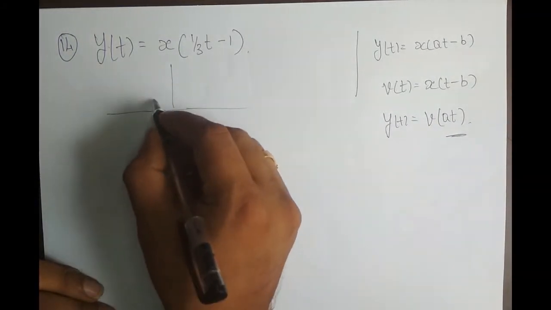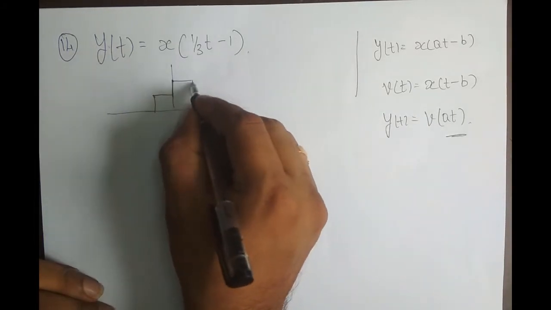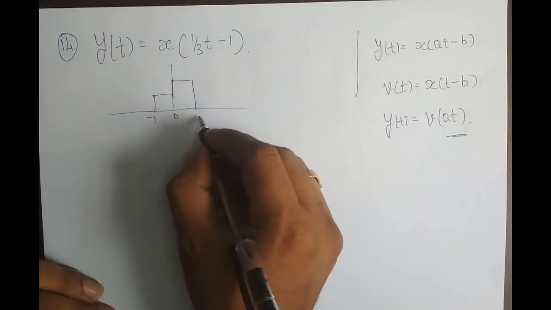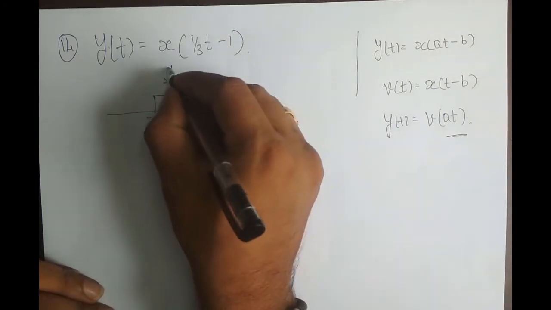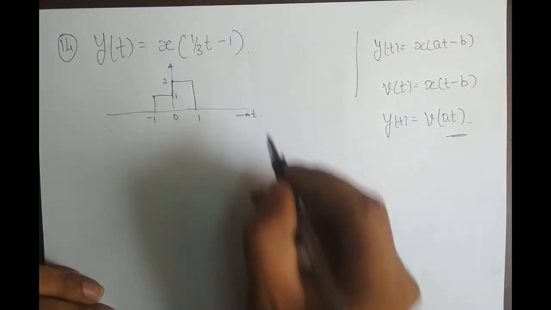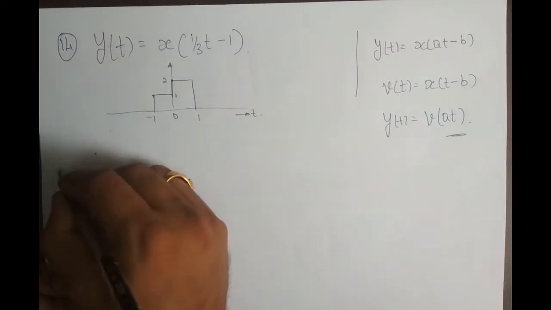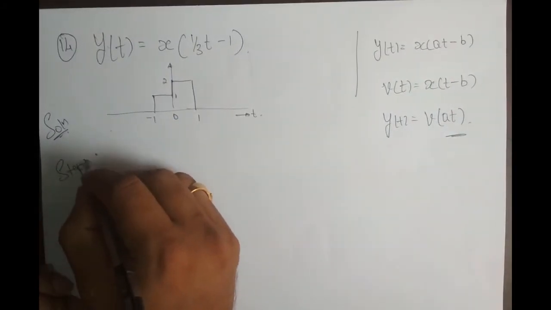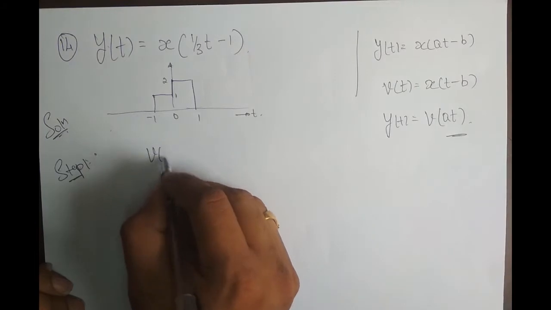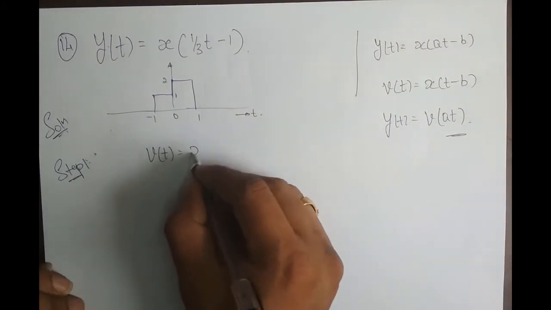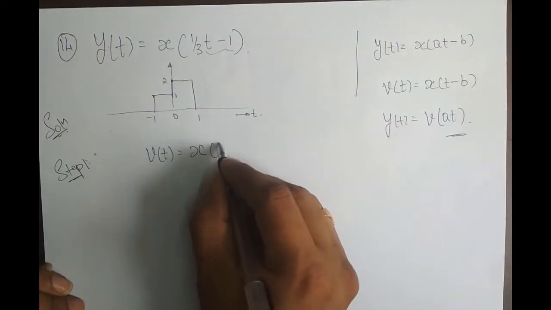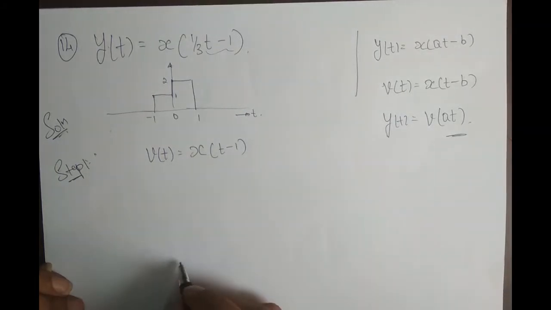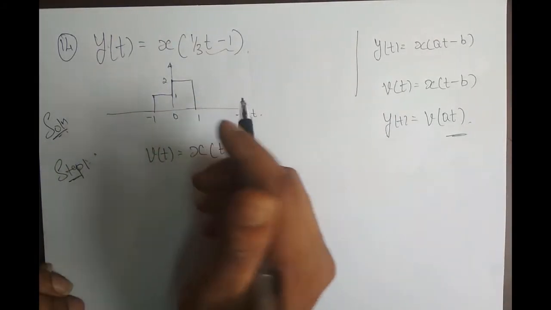So x of t looks something like this: minus 1, 0, 1, amplitude is 1, amplitude is 2. This is t, right? What I need is step 1. This is the solution. Step 1, I need v of t, and v of t involves only the shifting part, which is x of t minus 1, right? So if this is our x of t, what is x of t minus 1?